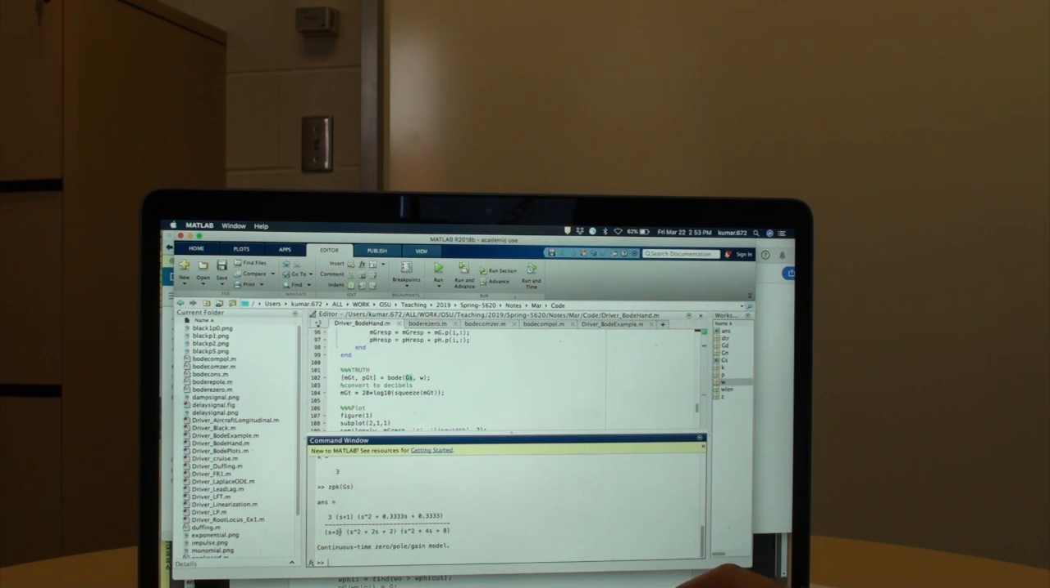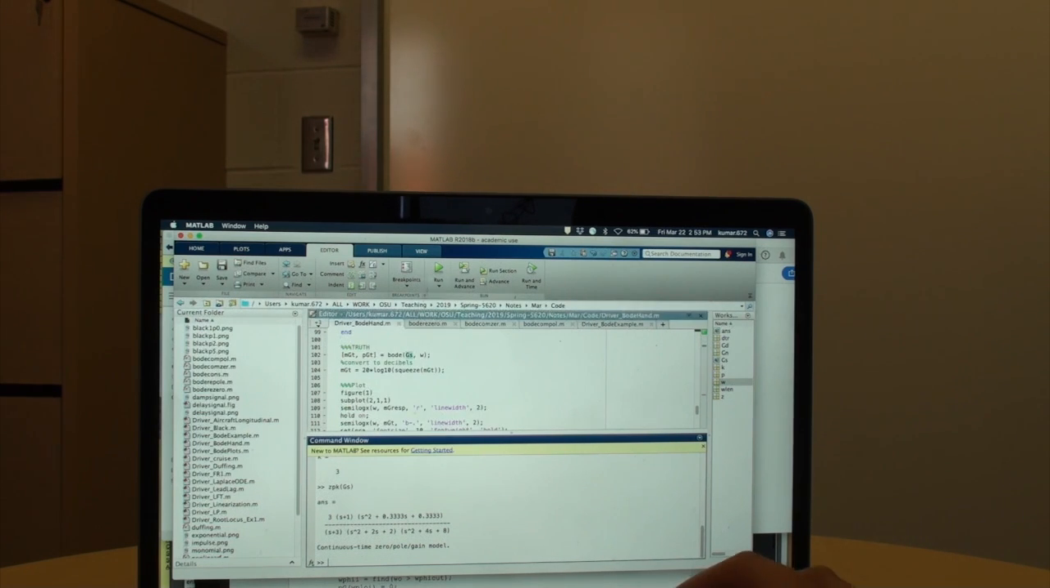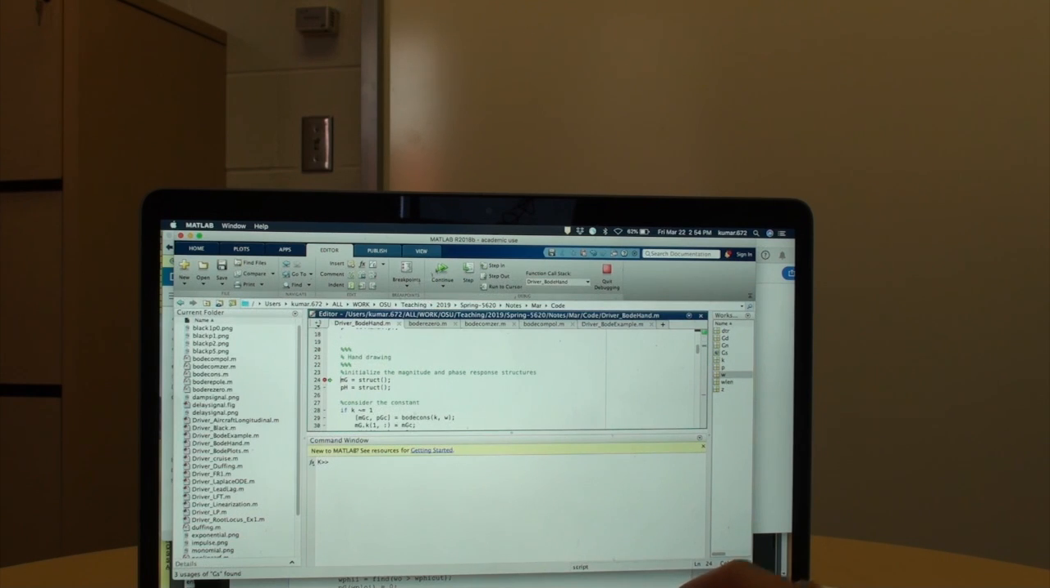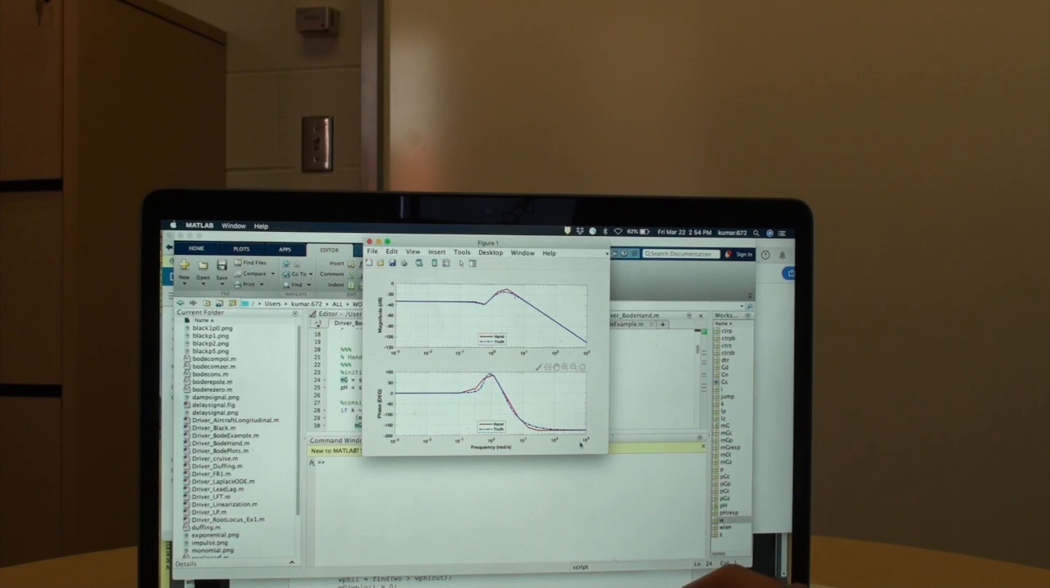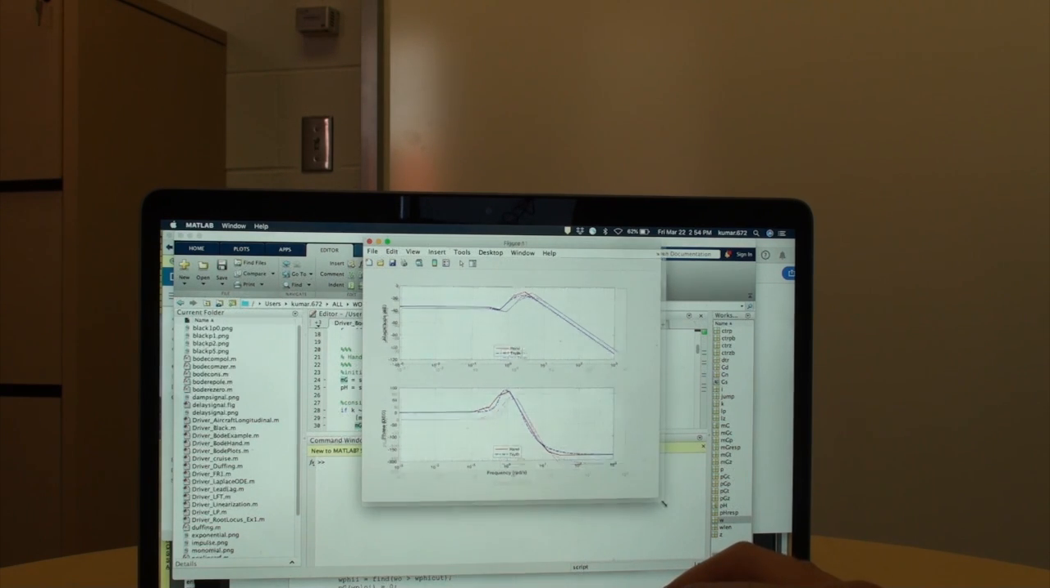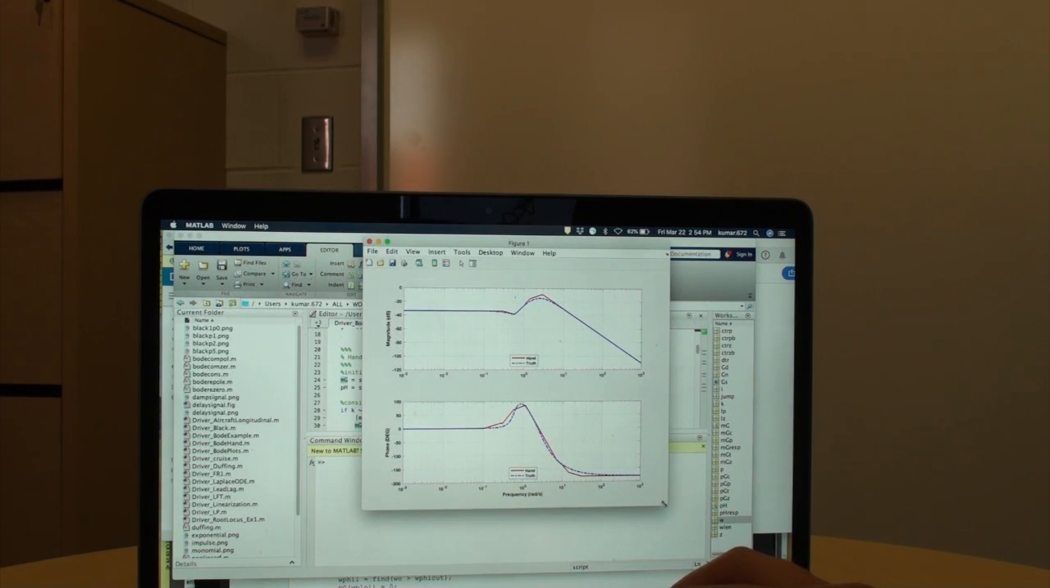Real pole at minus 3, and then two factors involving complex conjugate pairs. Great. And so we're going to use each of these to construct our hand-drawn Bode plot. So I'm going to run the code here, and you see that there is a pretty good match, right?